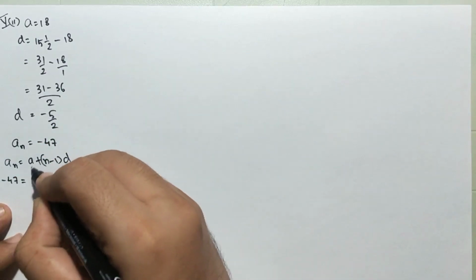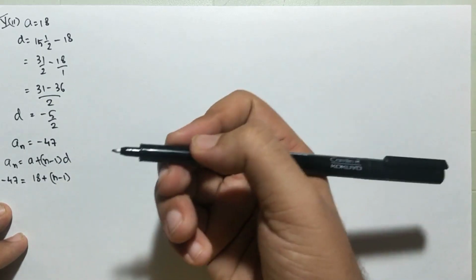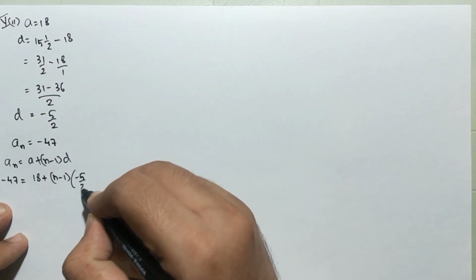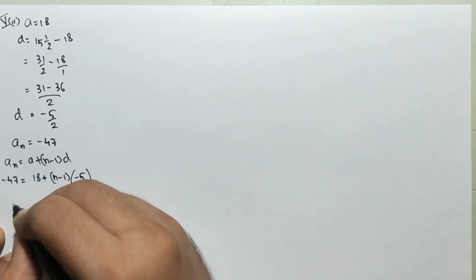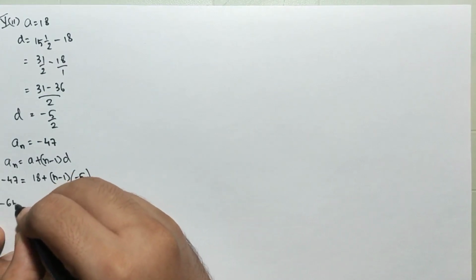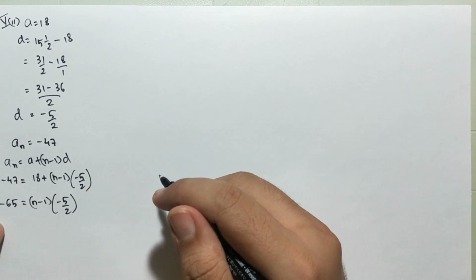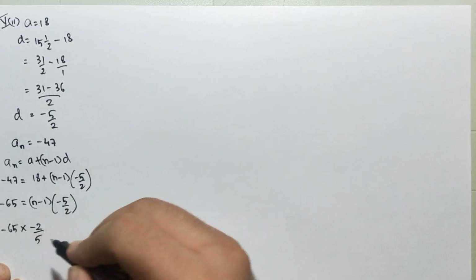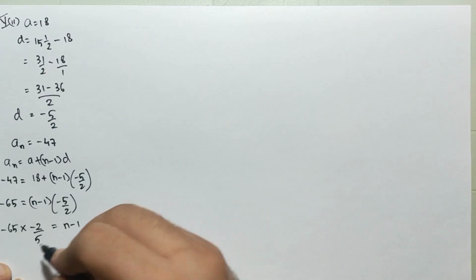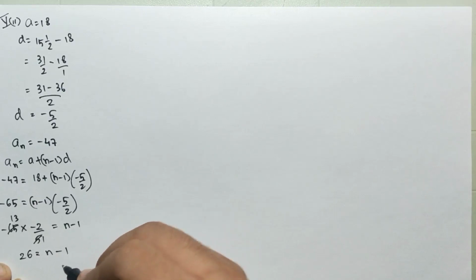an is -47, a is 18 plus n minus 1. You have to find n. कौन से टर्म पे आ रही है? लास्ट वाली टर्म कौन से नंबर पे आ रही है? n minus 1 into d is -5/2. This 18 will go on that side, it will get subtracted. So -47 minus 18, that is -65, equals n minus 1 into -5/2. This -5/2 will go on that side and get reciprocal. So -65 multiplied by -2/5 equals n minus 1. 5 ones are 5, 13s are 65. This is -13 into -2, that is +26, equals n minus 1.